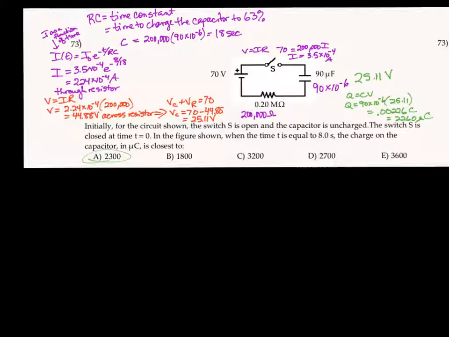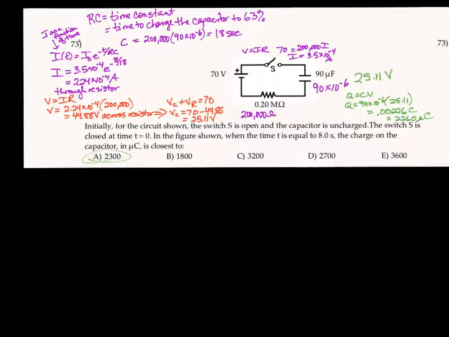So the question says we have a circuit and the switch is open. The capacitor is uncharged, so the voltage across the capacitor right now is 0. The switch S is closed at time equals 0. In the figure shown, when the time equals 8 seconds, the charge on the capacitor is closest to.